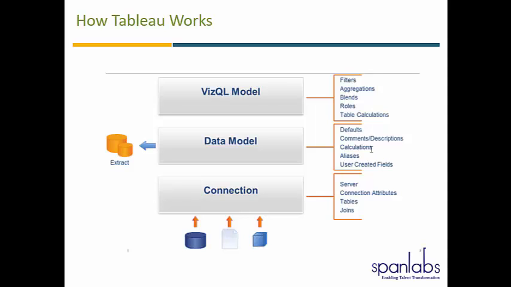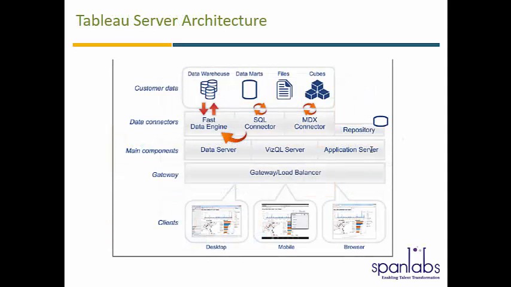Here you can see we have the Tableau server architecture. Firstly, we have clients, that is a desktop or a mobile connection or a browser connection. Then we have a gateway and a load balancer. Then we have our main components, which are data server, VisQL server, and application server. Then we have the data connectors, and on top of that, we have the customer data.